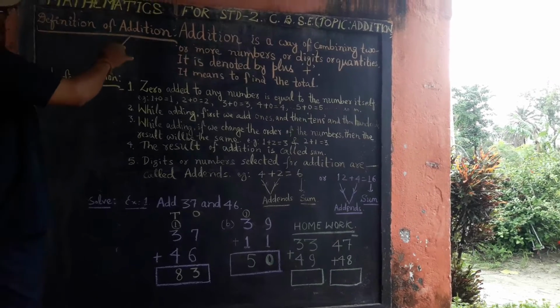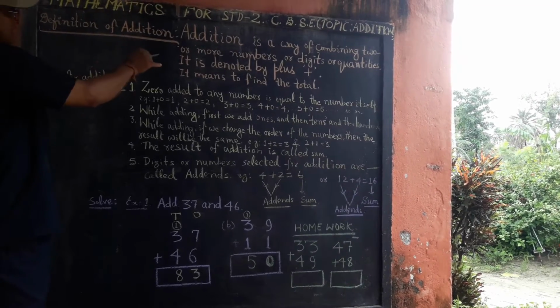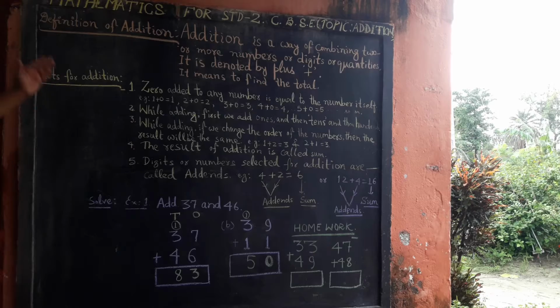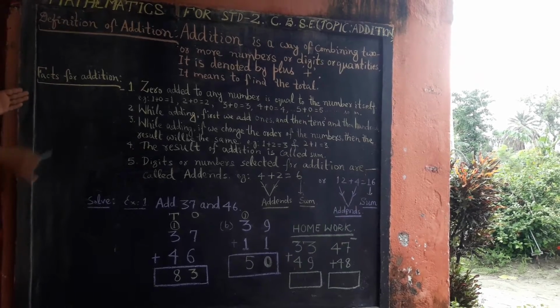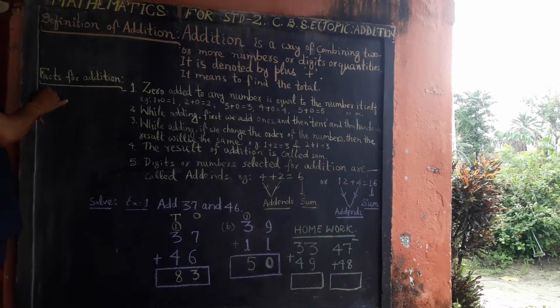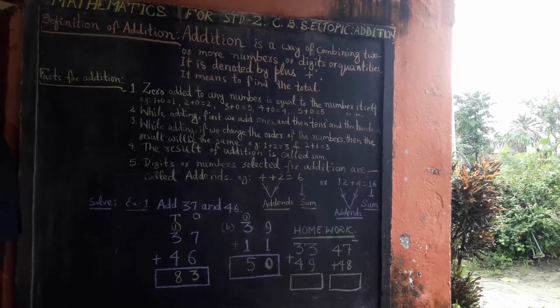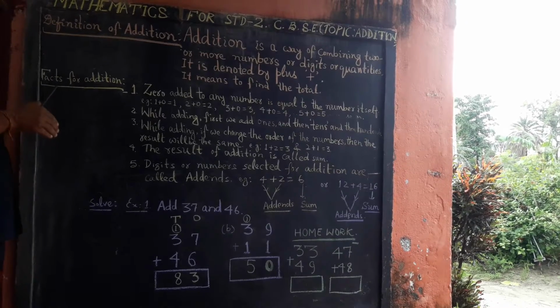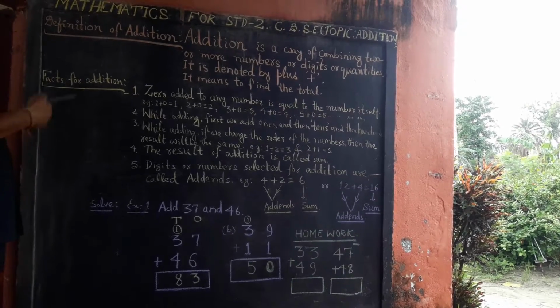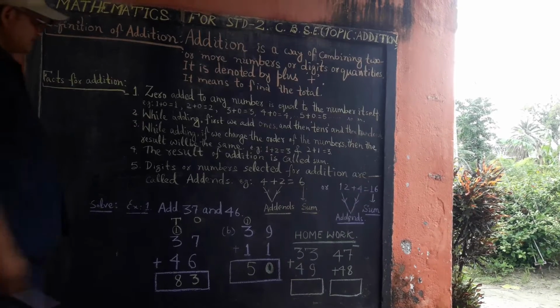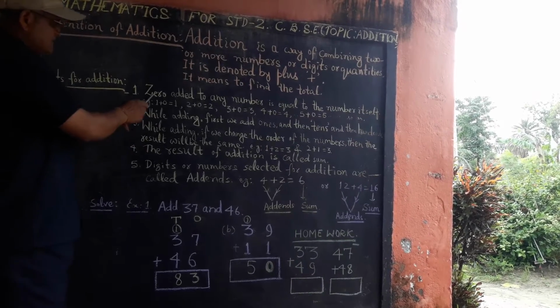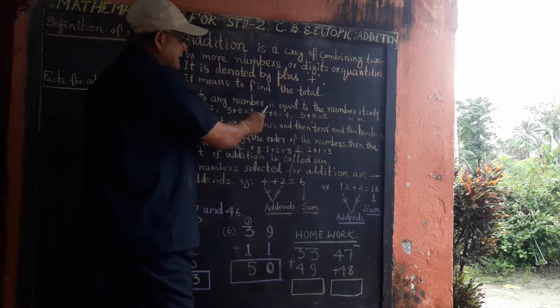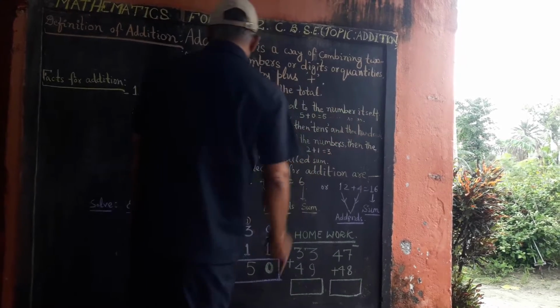This is the definition of addition. In the next phase, you need to learn facts belonging to addition, which help you to complete the process of addition. Step first. 0 added to any number is equal to the number itself.